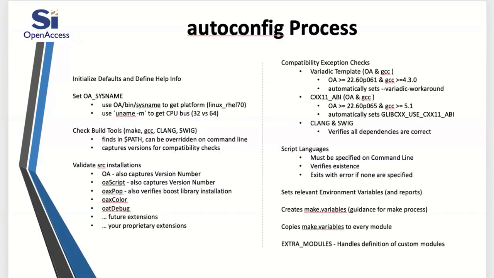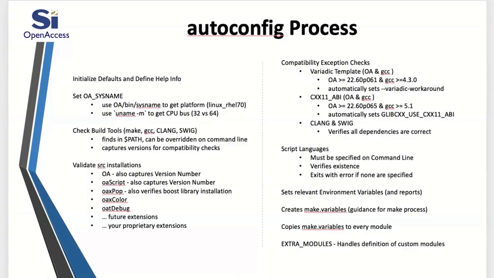I'd like to dig a little deeper into the auto-config process and describe what it does, so you'll understand how it works. The first thing it does is initialize a set of defaults for the locations of the different modules or extensions, the things that are going to be built, and define some help info so that when you type configure dash help, you'll get a list of all the command line options that are available, what they mean, and a description of them.